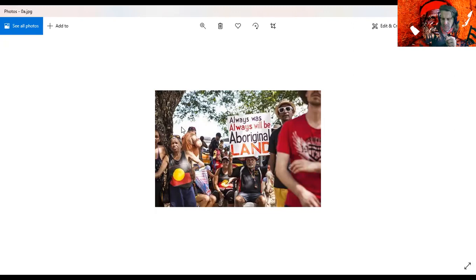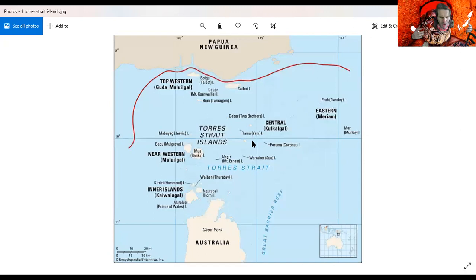So we know what Australia looks like. This is the northern cape of Australia. Here you've got Papua New Guinea. This is the Torres Strait. Now, this is where we go on with my text.